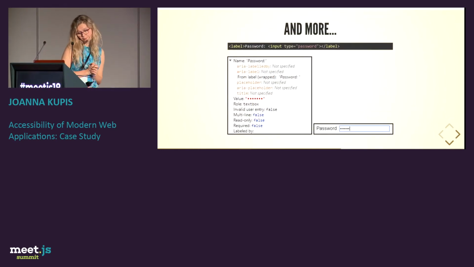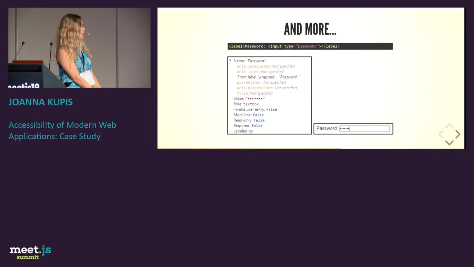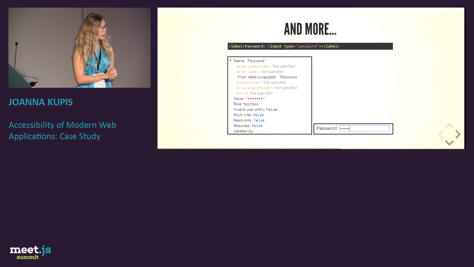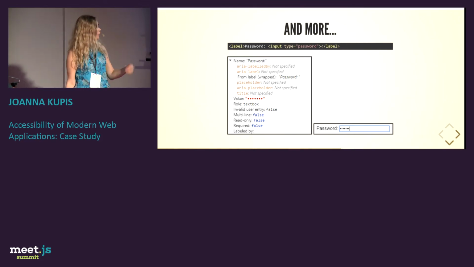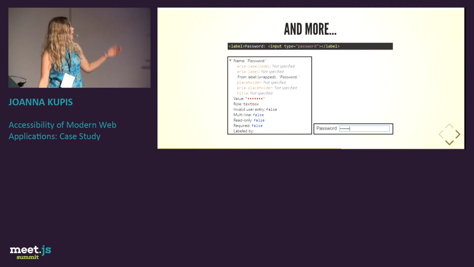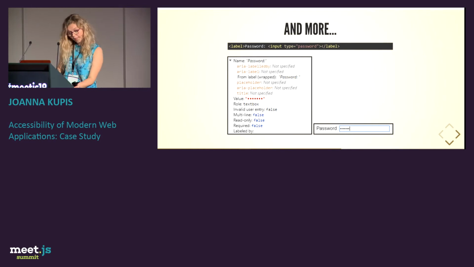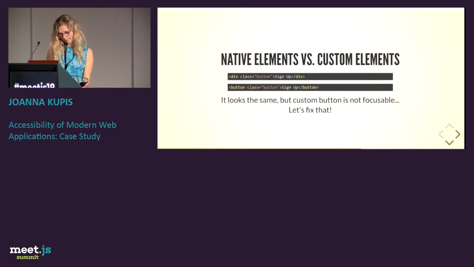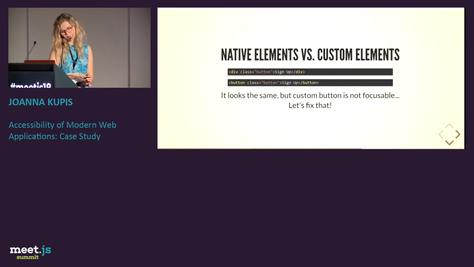The same for the password, for example. Here you get the value read as dots, dots, dots, or star, and you have the role and everything, and again, it's for free. So what about this native element versus custom element? I would like to show you on the example.